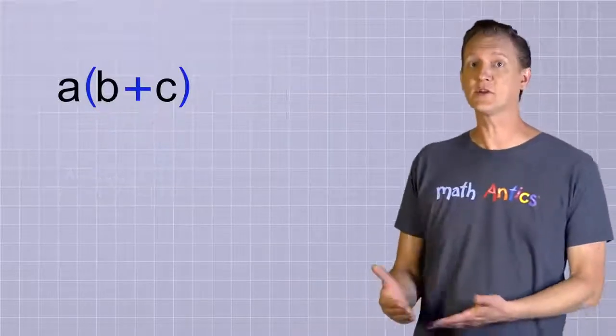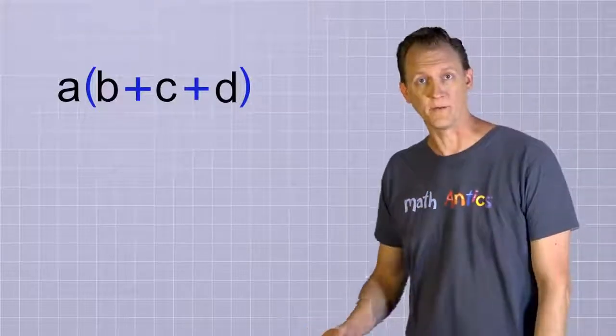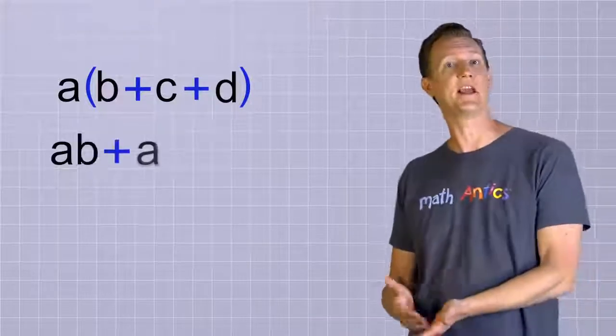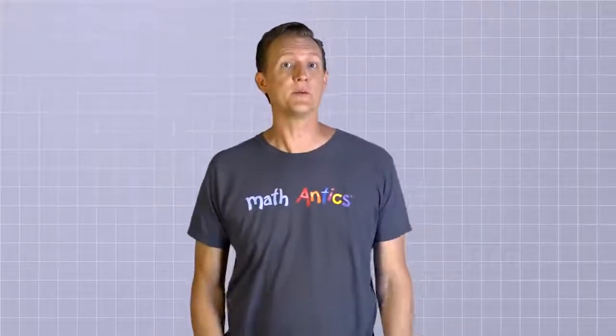We could have a times the group b plus c plus d, and the equivalent distributed form would be ab plus ac plus ad. Here's a few quick examples that have a combination of numbers and variables to help you see the patterns of the distributive property.